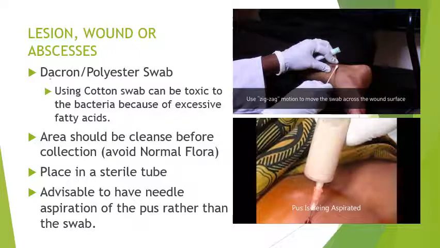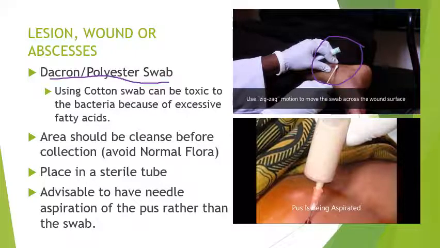So, we are using a Dacron or polyester swab. Before you do the wound swabbing, you need to cleanse the area first. You need cotton with alcohol to cleanse the area. This is to avoid the normal flora in the skin. If you're doing a wound swab, you're avoiding the normal flora, which is Staphylococcus aureus. Then, you need to do it in a zigzag motion. After the swabbing, you need to place it in a sterile tube.